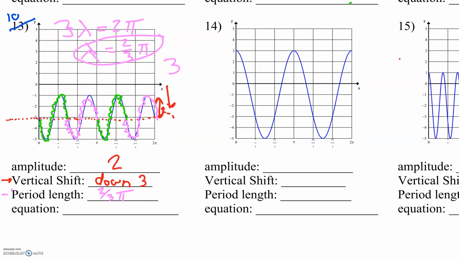Now, for the equation, here it is. This is a graph of sine. But normally, sine goes up and then down, and you notice this one's the opposite. It's been reflected, so there's a negative in front. And the amplitude is 2, so -2 sine.